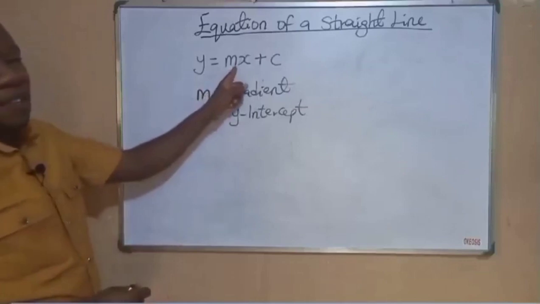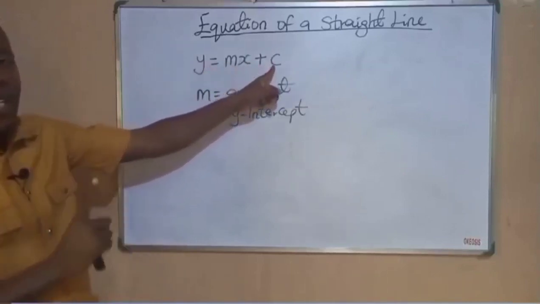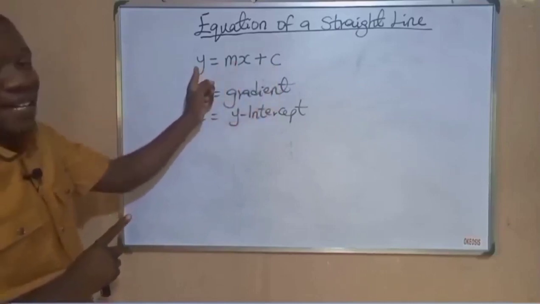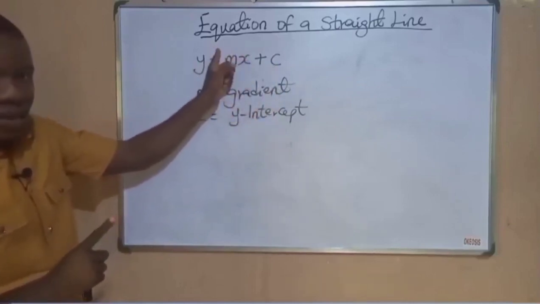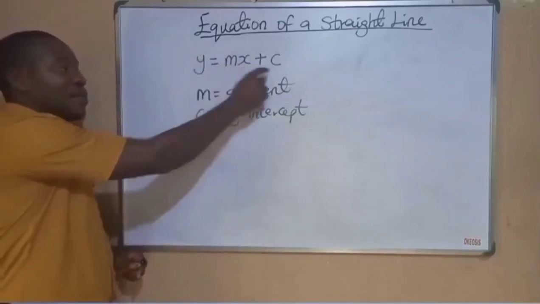And m times 0 will give you 0. So y becomes what? c. That is why c is the y-intercept, because that is the value of y when x is 0. Because if x becomes 0, every other thing here becomes 0, and y narrows down to c.